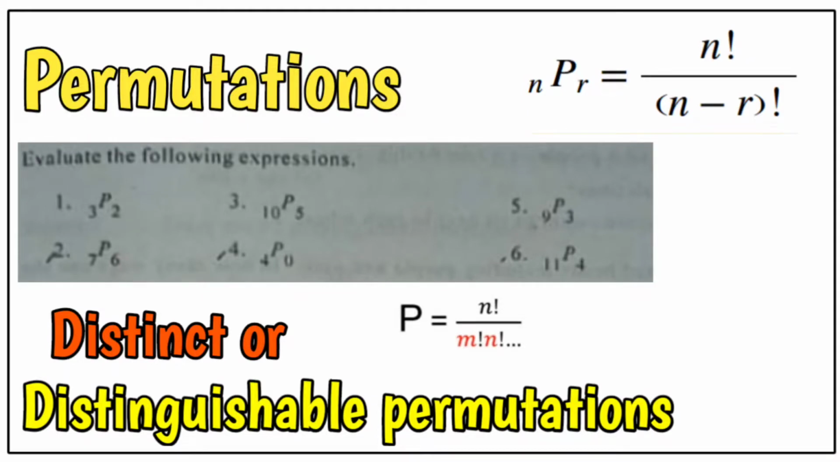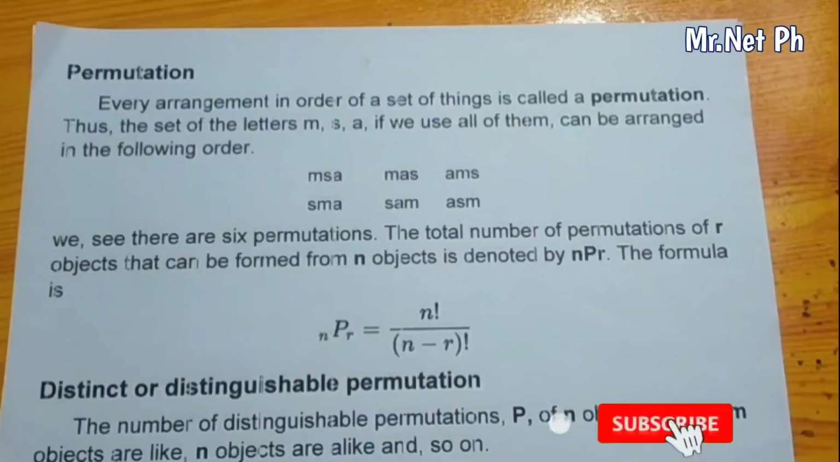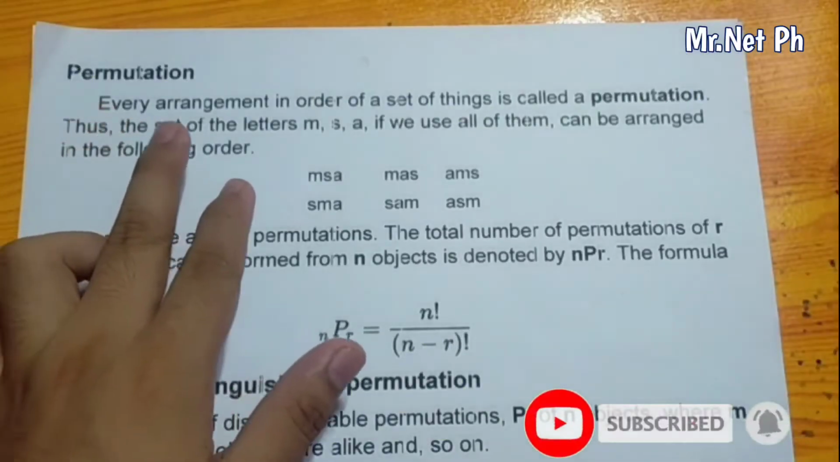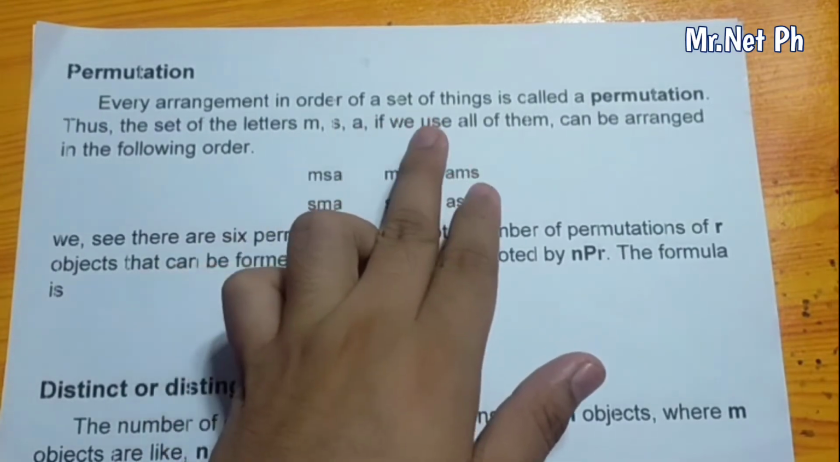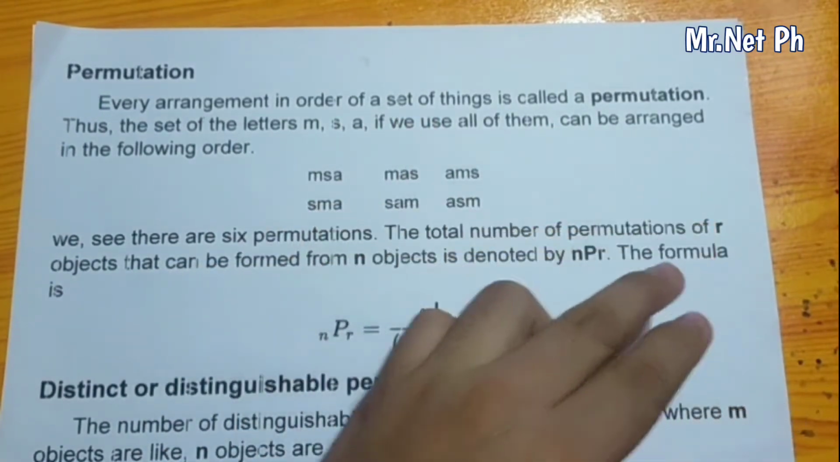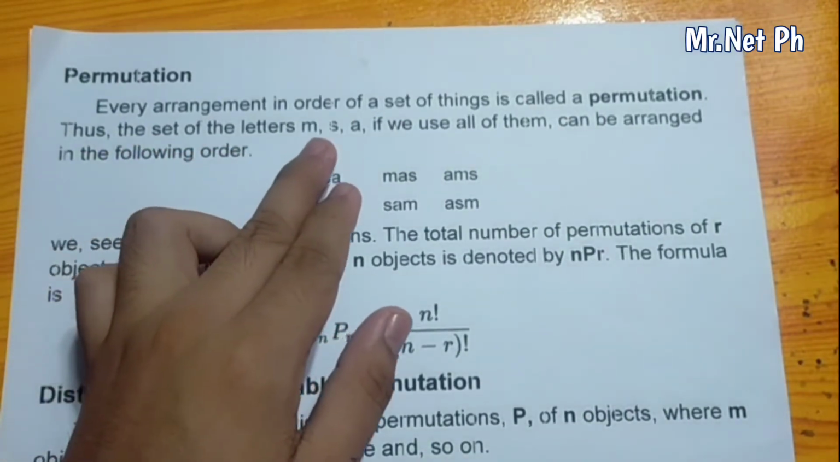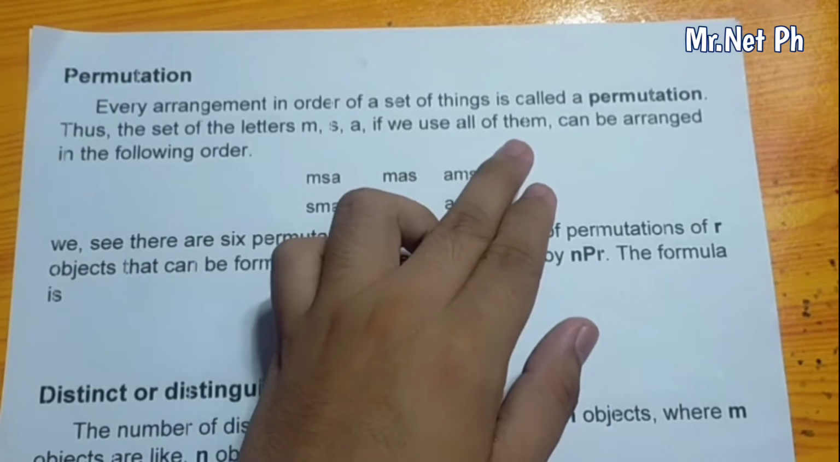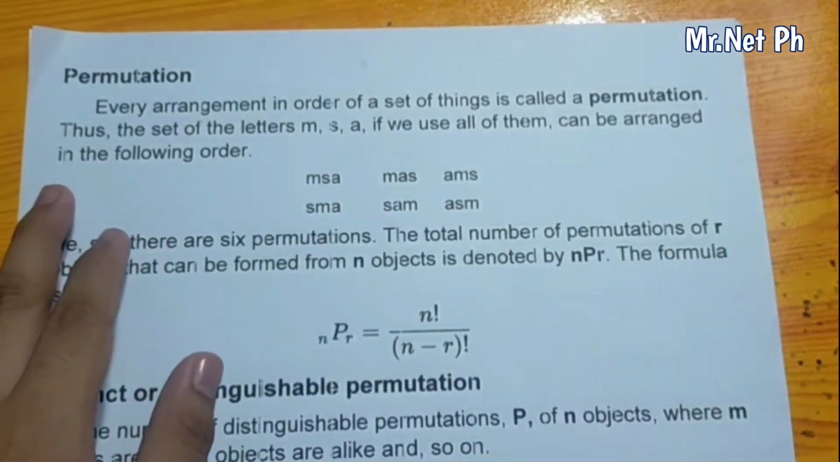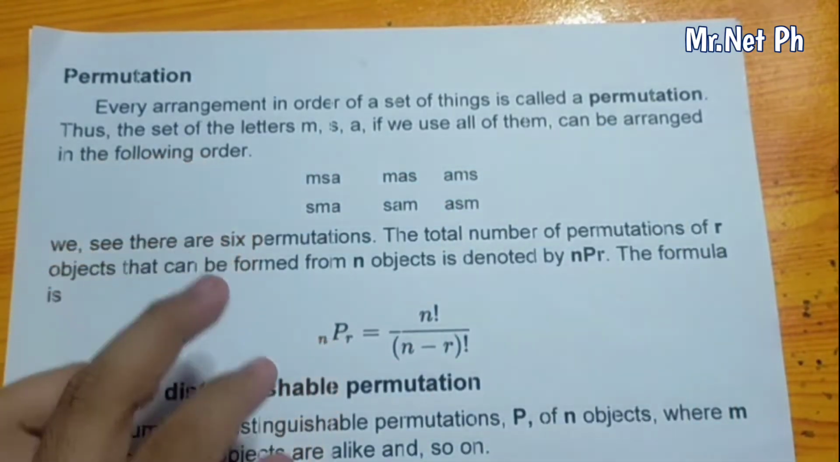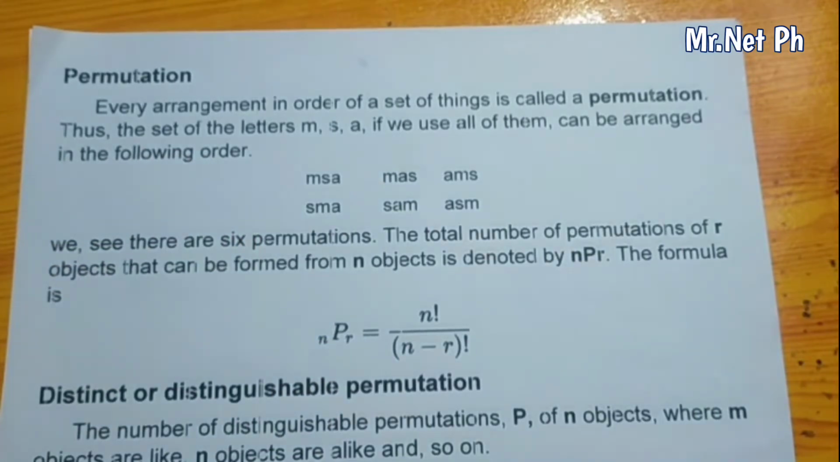So in this tutorial, we will discuss permutation. So what is permutation? Every arrangement in order of a set of things is called a permutation. Thus, the set of the letters M, S, A, if we use all of them, can be arranged in the following order. So sa permutation, kung paano mo i-arrange ang isang bagay na nagmamatter. In short, arrangement of the objects that will matter.